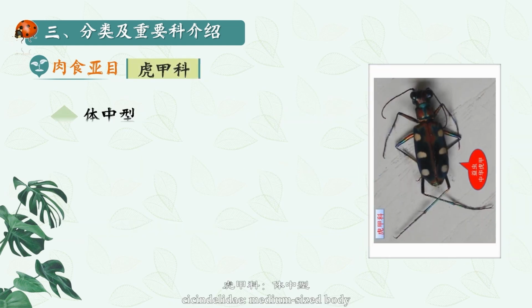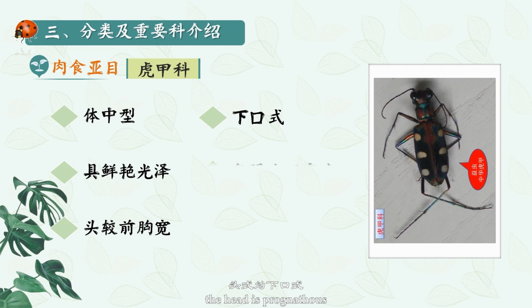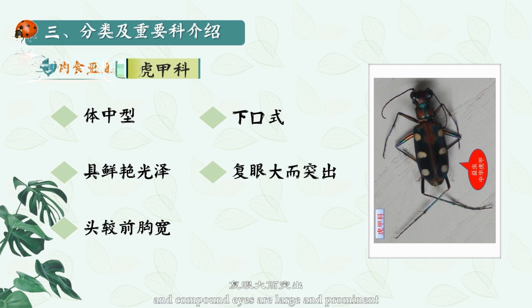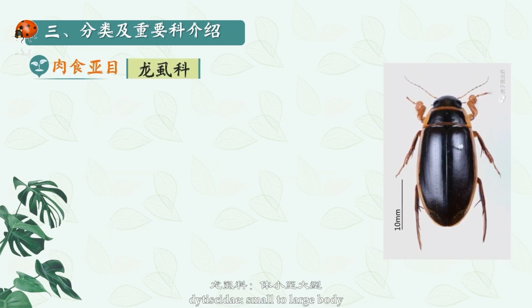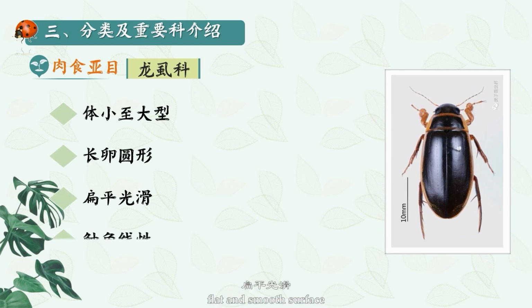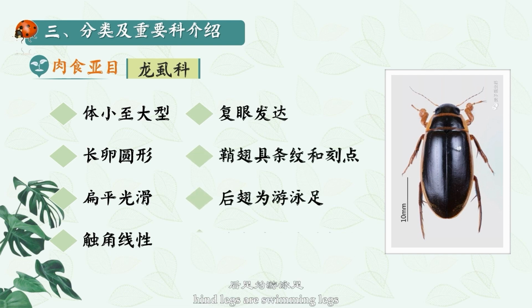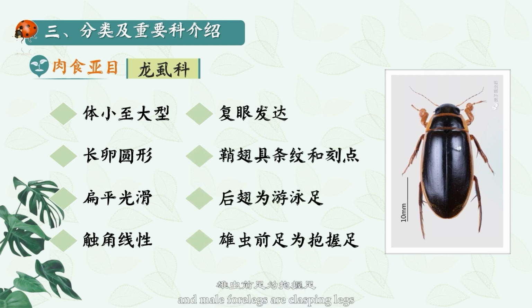It is prognathous and has walking legs. Cicindelidae, medium-sized body with a bright luster. The head is wider than the prothorax. The head is prognathous, and compound eyes are large and prominent. Dytiscidae, small to large body, long, oval, flat and smooth surface. Elytra have stripes and dots. Hind legs are swimming legs, and male forelegs are clasping legs.